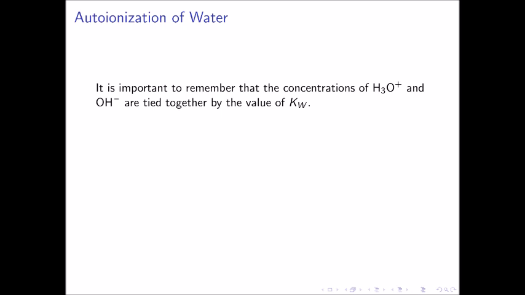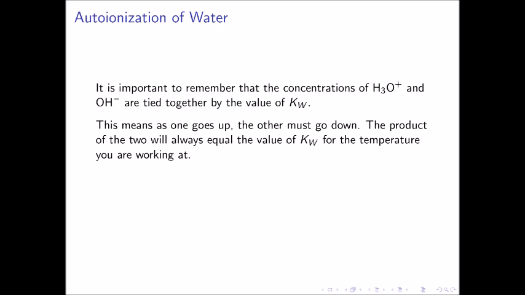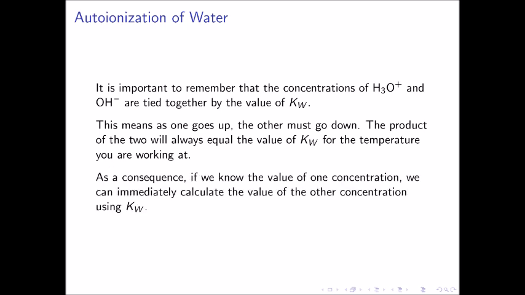It is very important to remember that the concentrations of the hydronium ion and the hydroxide ion are tied together by the value of Kw. This requires that as one value goes up, the other one must go down so that the product stays the same. This product of the two will always equal the value of Kw for the temperature you are working at. Consequently, if we know the value of one concentration, we can immediately calculate the value of the other concentration using the Kw expression.